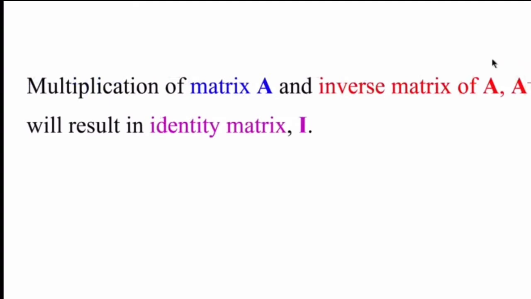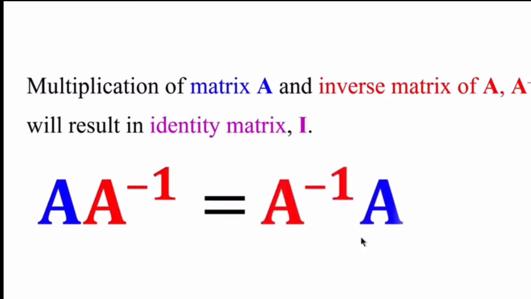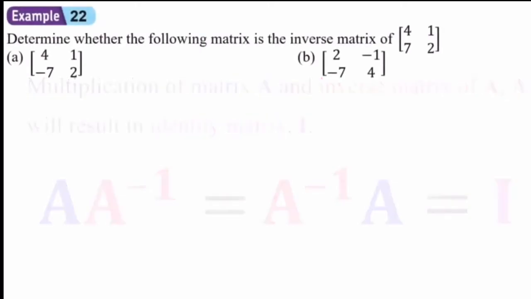Hence, multiplication of matrix A and inverse matrix A will result in identity matrix I. So A times A inverse is equal to A inverse times A, and will produce the identity matrix. Alright, so this is a very important concept that you must memorize.